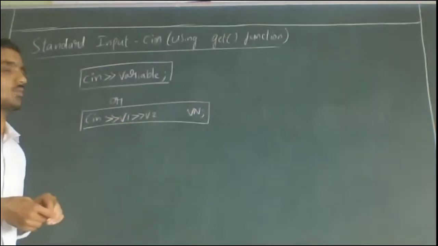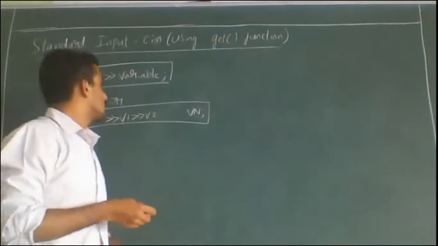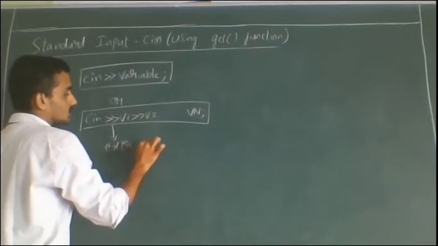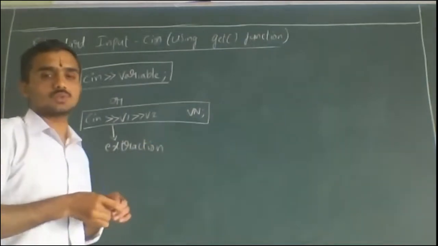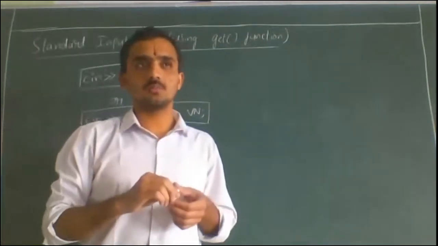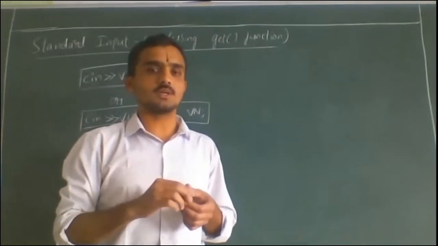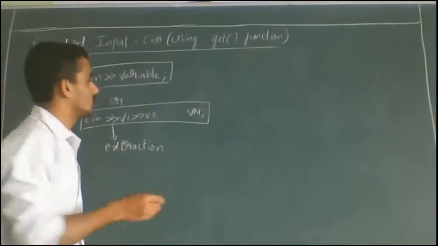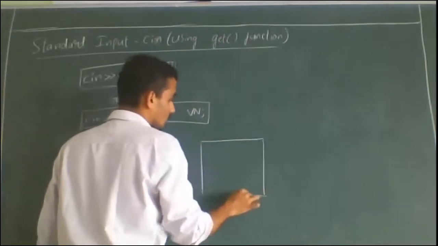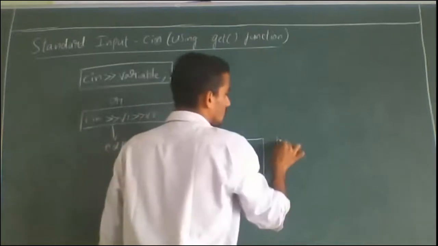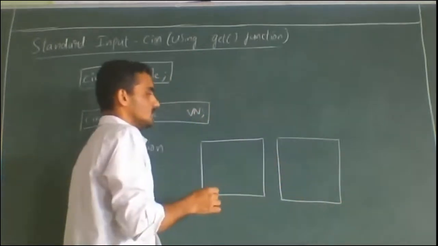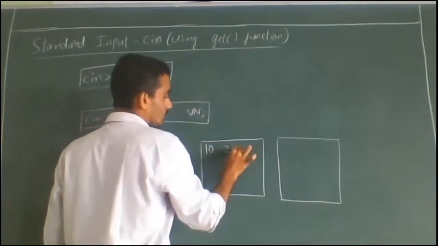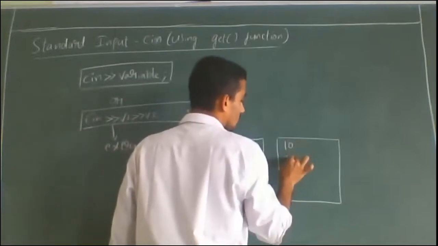But here, one drawback is this extraction operator. It will not accept the blank space. If I want to store blank space in the computer memory, because blank space is also a character, this extraction operator will skip the blank space. If you are entering two values, you can enter them in two ways. That is, if you want to enter two values like 10 and 20, you can say 10 space 20 or 10 enter key 20.